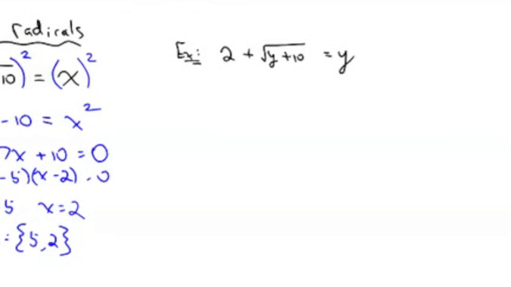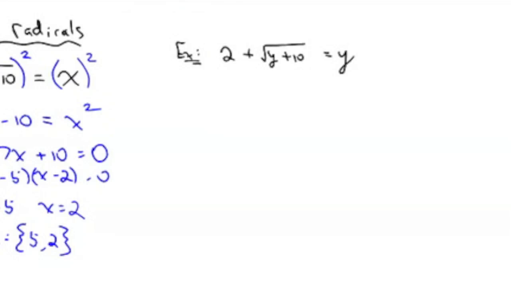2 plus the square root of y plus 10 is equal to y. Should we square both sides right away? No. There's a sub-step, and the sub-step is to get the radical, just a radical by itself. Not the variable, but the radical. So if I want the square root of y plus 10 by itself, I need to move that 2. If you square both sides right now, it gets really horrible.